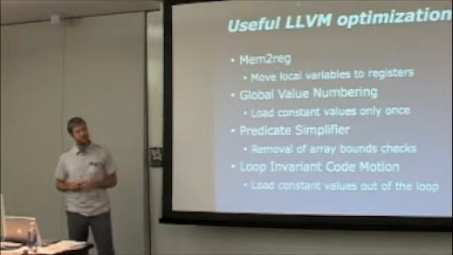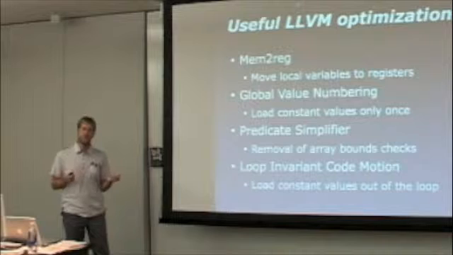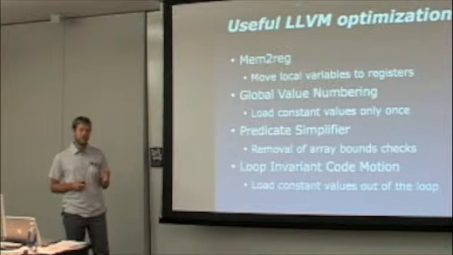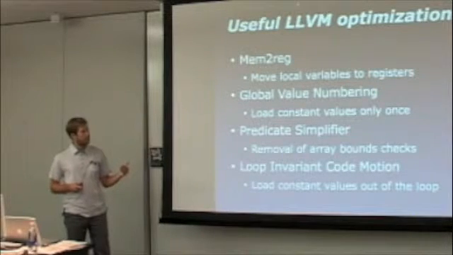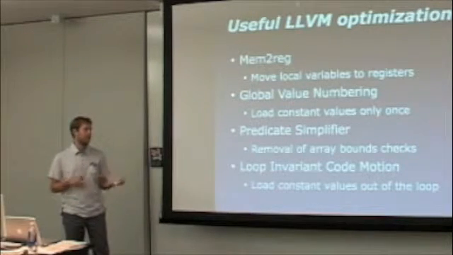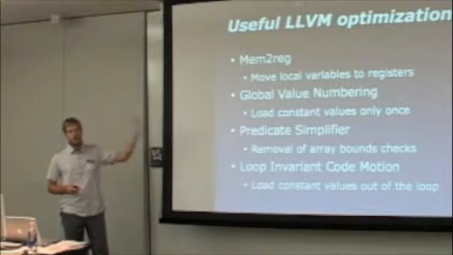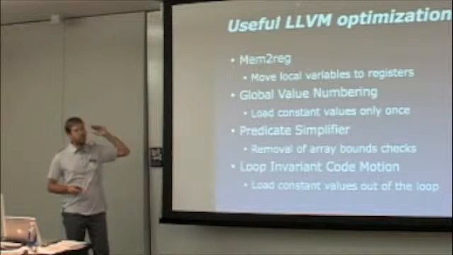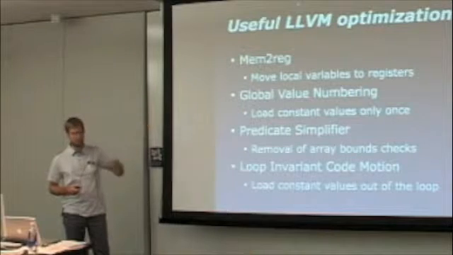Global value numbering really helps also because it will load constant values only once. For example, in Java, the length of an array is constant. So each time you access a field in an array, Java inserts runtime checks that the access is not out of bounds, so you access the length of the array. This global value numbering pass will make sure that the length is only loaded once. And I have to thank Owen for that.